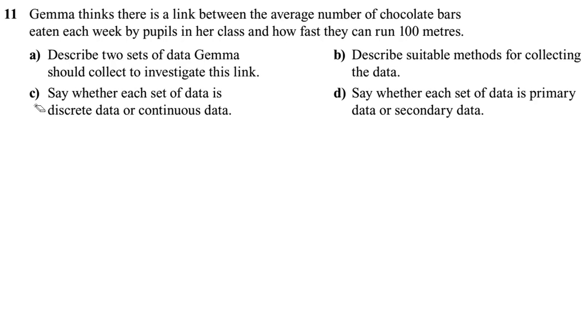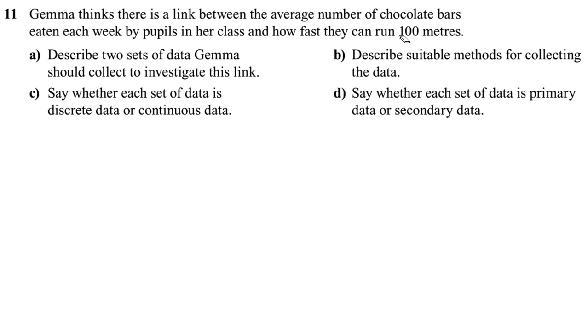Okay. Question B, describe suitable methods for collecting the data. Now, as for the number of chocolate bars, she can do a questionnaire, so then the students can answer that. So doing a questionnaire and giving it out to the students, and they will tell her how many on average are the chocolate bars they consume. But as for the 100 meters, she can now go out in the field with them, get them to run 100 meters, and all she needs to do is to use a stopwatch to time them and to clock it.